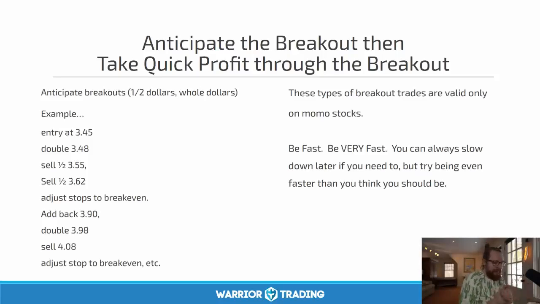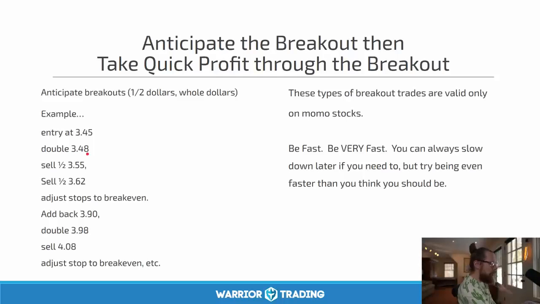So one of the big things that I'm going to harp on during this class is that you have to be aggressive if you're going to try to day trade my strategy. I am extremely aggressive. I try to anticipate breakouts, take quick profit through the breakout, and then add back for the next leg up. So as an example, if I'm anticipating the break through a $0.50, my entry might be at 345, a double at 348.